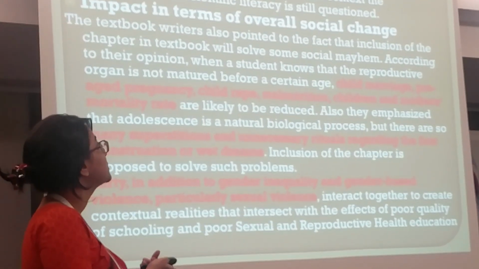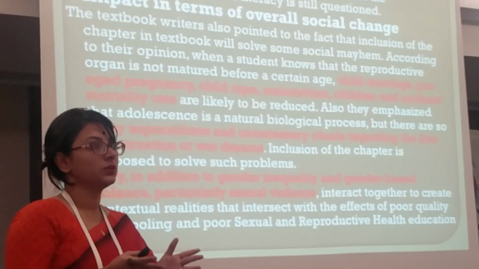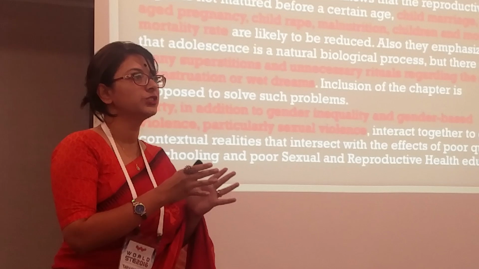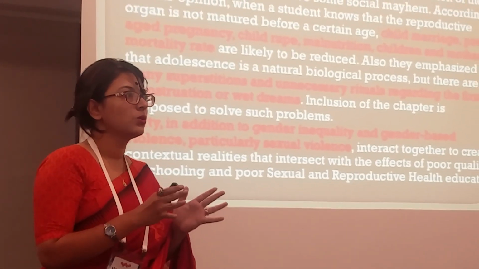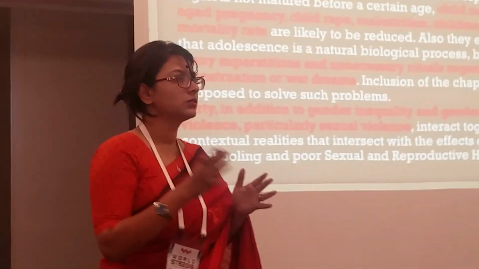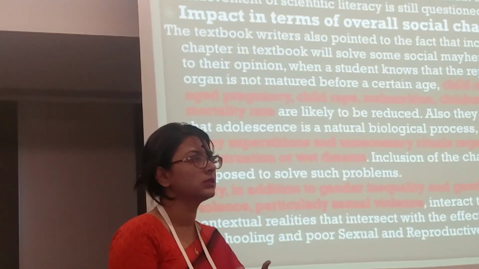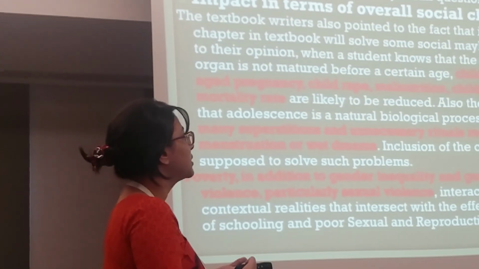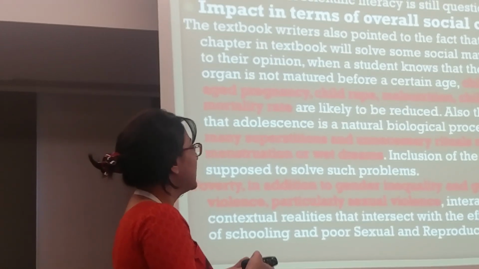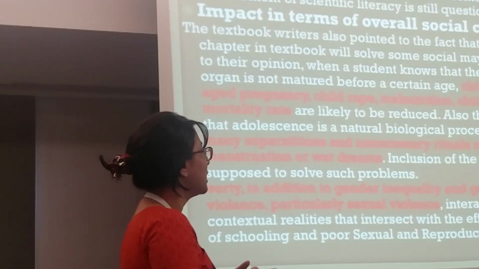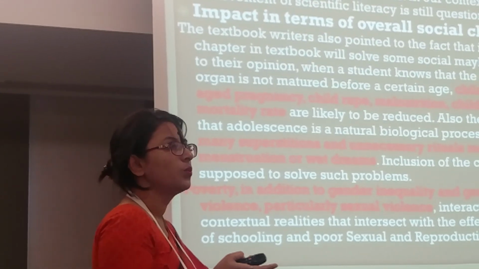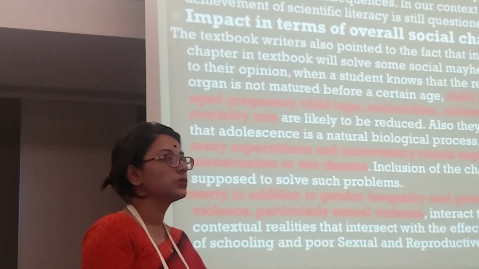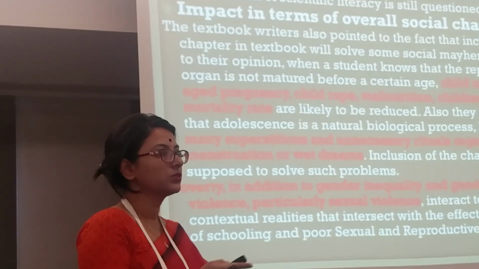And the impact in terms of social change, well, there is an example. When a person rapes a 4-year-old child, and because he doesn't know that a 4-year-old child doesn't have a mature reproductive organ, there is a gap in his knowledge. So there is a chance that if we teach these topics in classrooms, some of the social issues like child marriage, child pregnancy, child rape, malnutrition, children's and mothers' deaths, and superstitions and unnecessary rituals about the first menstruation or wet dreams will be reduced. And poverty in addition to gender equality, these are also slightly related to this topic, so this cannot be addressed either.